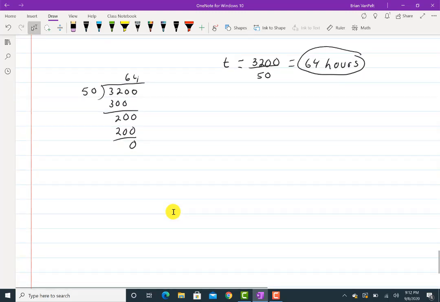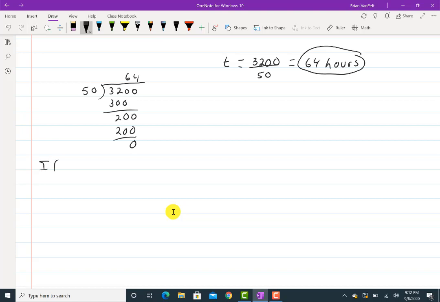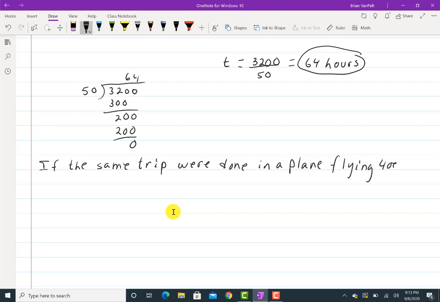Now, if the same trip were done in a plane flying 400 miles per hour, then how long would it take?